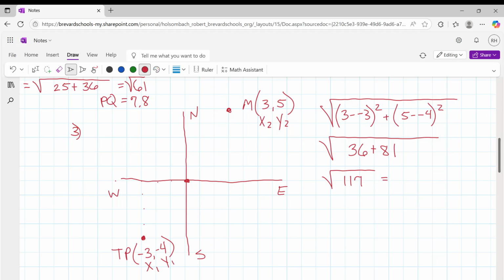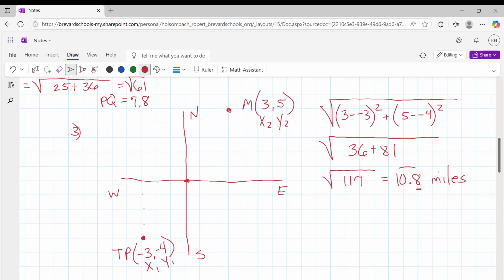And that is equal to square root button 10.8. So 10.8, and everything is in miles. So to the nearest 1/10 of a mile. So we're at tenths right here. So 10.8 miles. Now, if you're rounding to the nearest 1/10, you have to have one number to the right of the decimal.